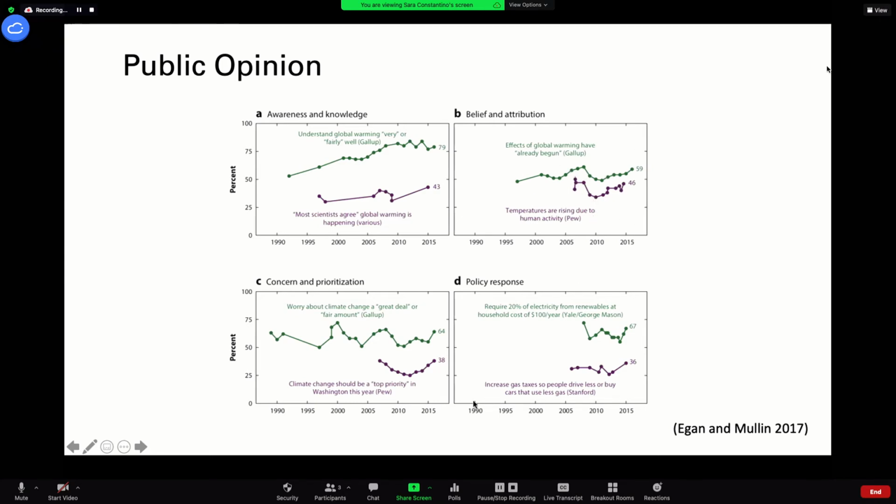This one, I'm going to skip for now. I just want to point out here, in panel D, in the interest of time, that there's also very high support for certain policies. So this is support for a policy that states require 20% of electricity from renewables at a household cost of $100 per year.